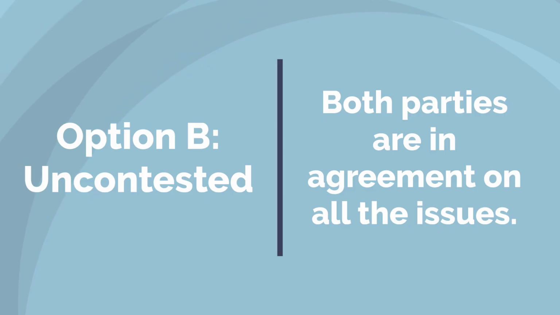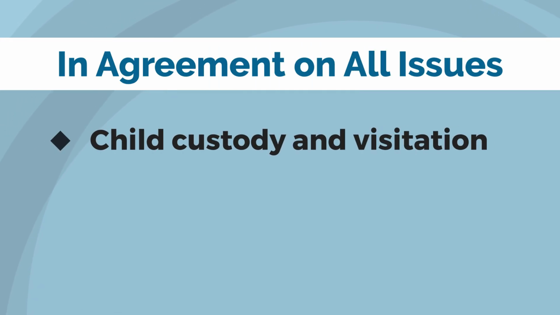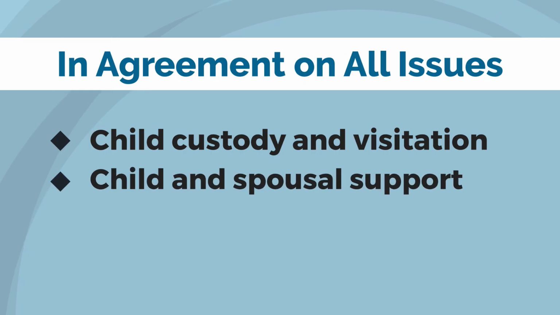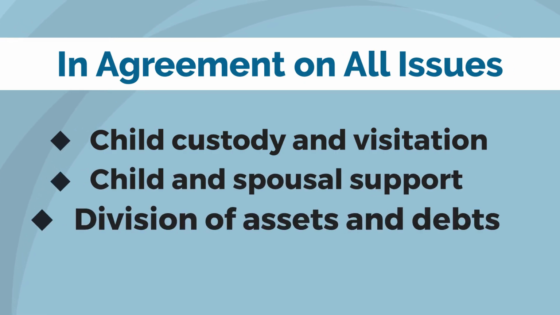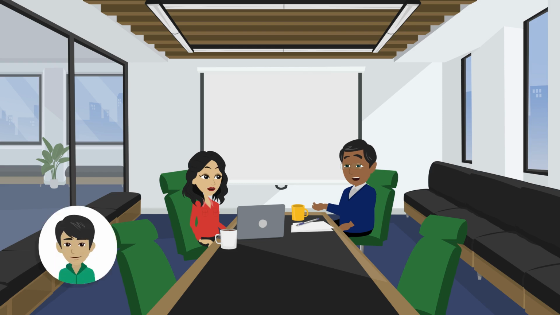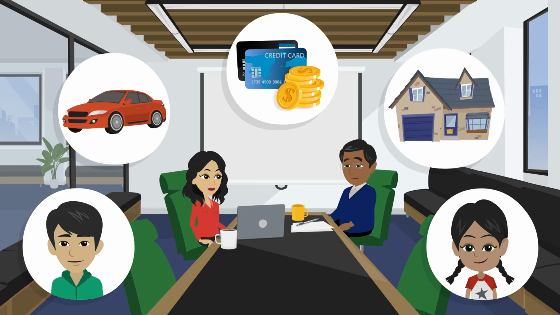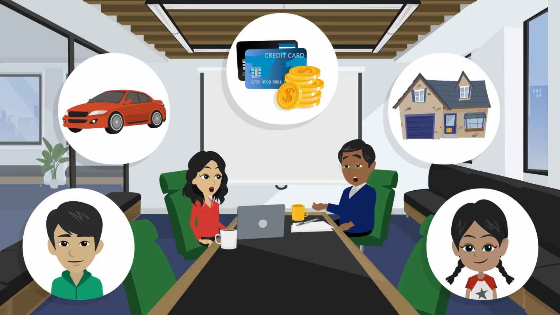Option B is to finish the case by agreement if both parties are in agreement on all the issues, including child custody and visitation, child and spousal support, and division of assets and debts. This option is available whether or not the respondent filed a response. If the case is finished by agreement, the parties are not limited to what was requested in the petition or the response. The terms of the agreement can be whatever the parties decide on.